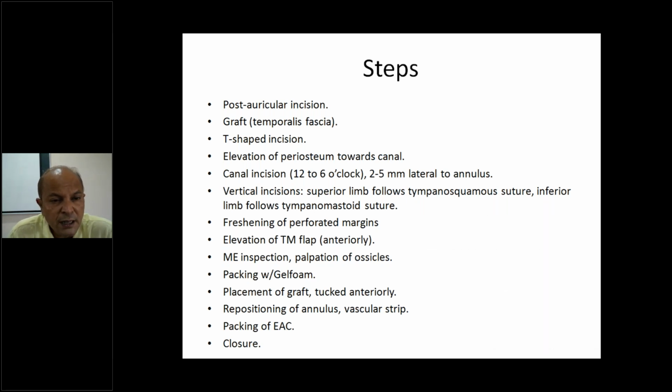So these are the different steps, starting with the post-auricular infiltration first, and we usually infiltrate with 2% lignocaine in 1 in 2 lakh dilution adrenaline. After infiltrating the whole post-auricular area, for the temporalis fascia graft, after giving the incision, the William Wild incision, you slowly deepen the incision gradually, and then you harvest the graft first. So temporalis fascia graft is harvested.